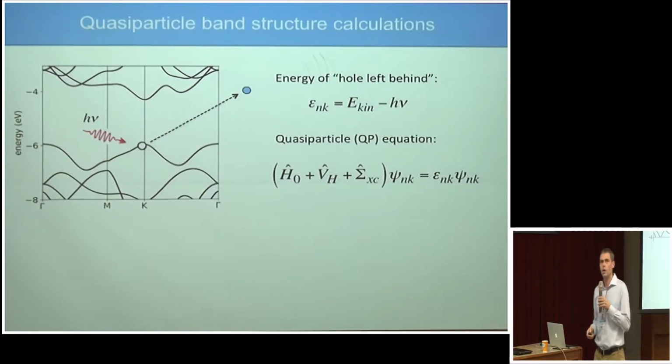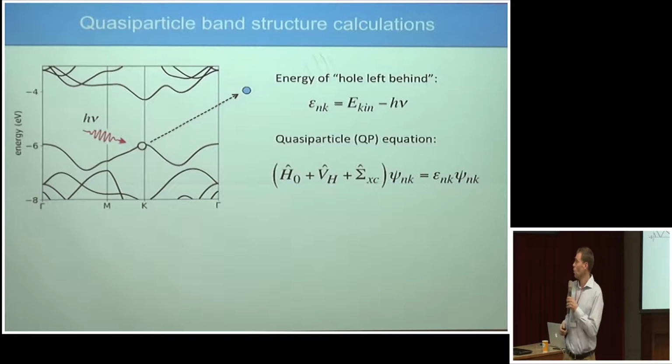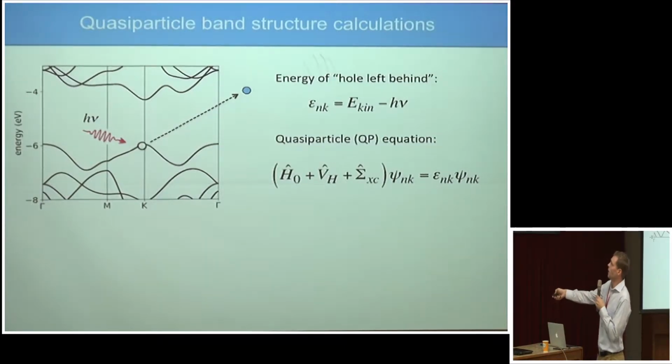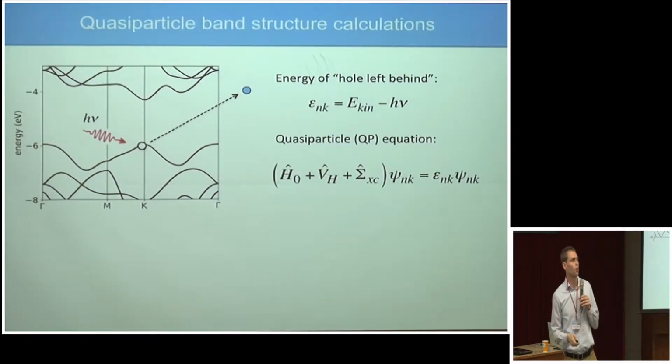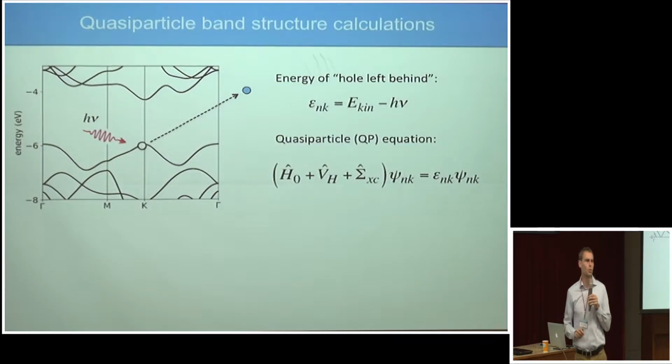Okay, so let me now turn to quasi-particle band structures. So here is an experiment where we shoot in a photon and we eject an electron, and then we can find the kinetic energy of this photo-ejected electron up here, the kinetic energy, and this gives us the energy of the hole left behind. This constitutes the band structure.